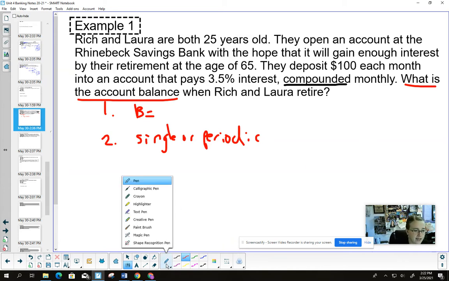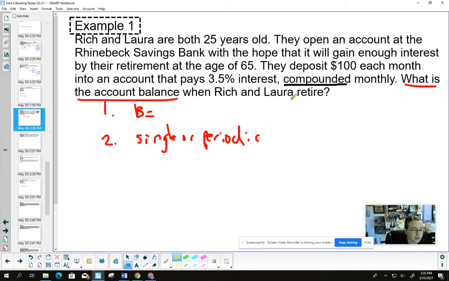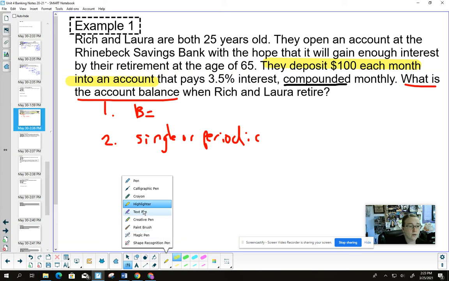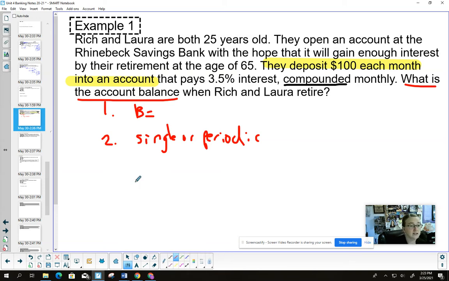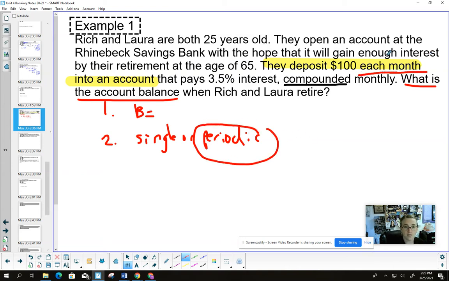Well, right here it says they deposit $100 each month into an account. They deposit $100 each month. That means they keep depositing it, right? Over and over again. So is this $100 going to be a single one-time deposit or periodic? Does it keep happening? Periodic, right? The fact that it says each month tells us it's periodic. So we are going to be using a B equals for a periodic deposit.